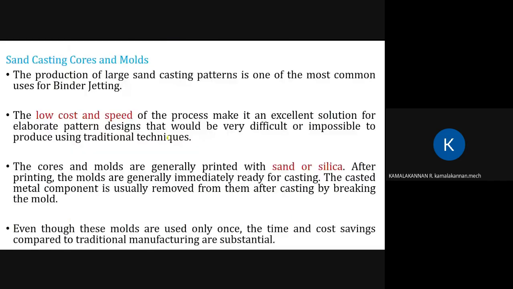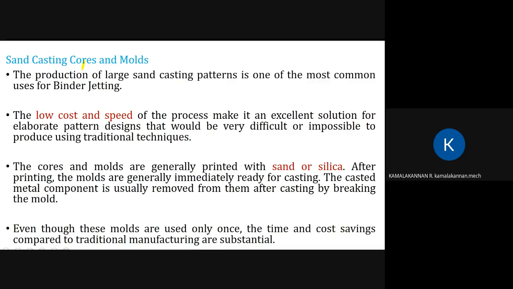Okay, sand casting cores and molds. As I told you, it is used for sand casting cores. For making a sand casting core, we will use patterns. So instead of a pattern, with the help of sand or silica, we can print the sand casting cores and molds with binder jet. So it is one of the biggest advantages. Once you make such high accuracy sand casting cores and molds, the output will also have a good accuracy. So that is one of the important advantages. Also, by using this, you can go for a low to medium size product.